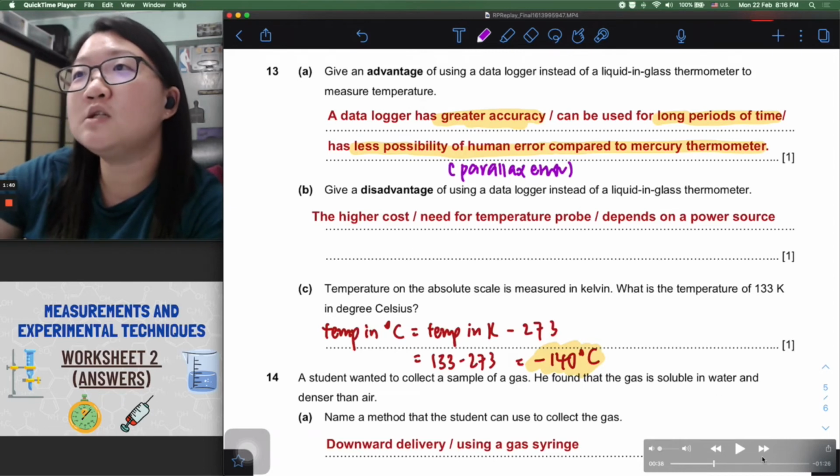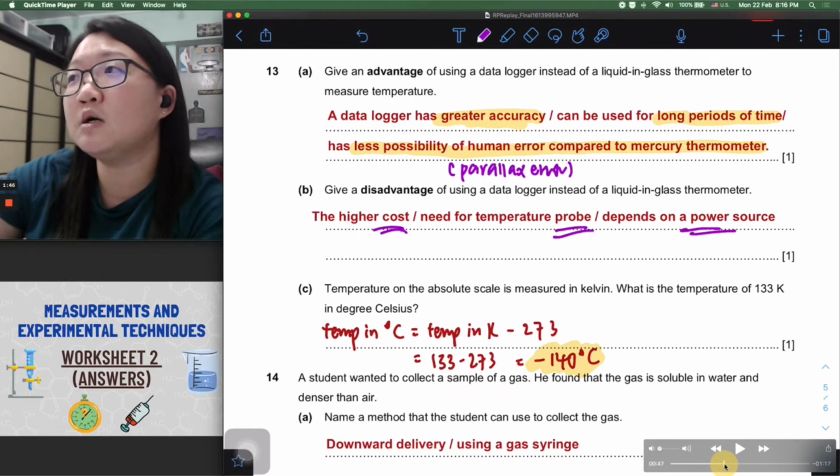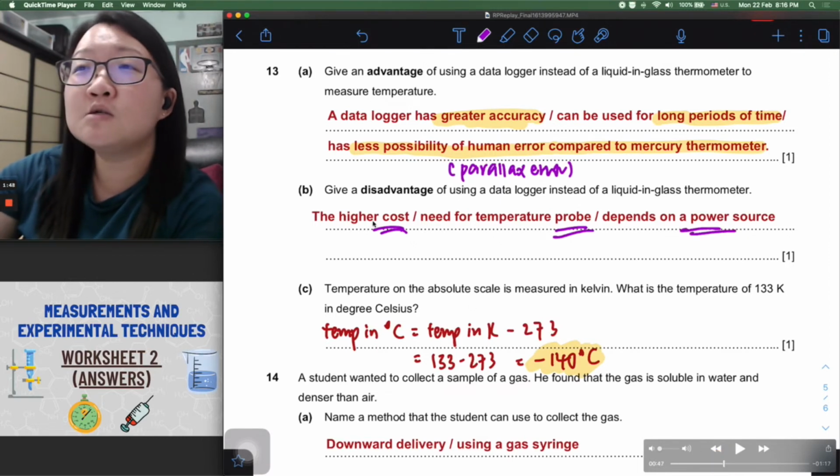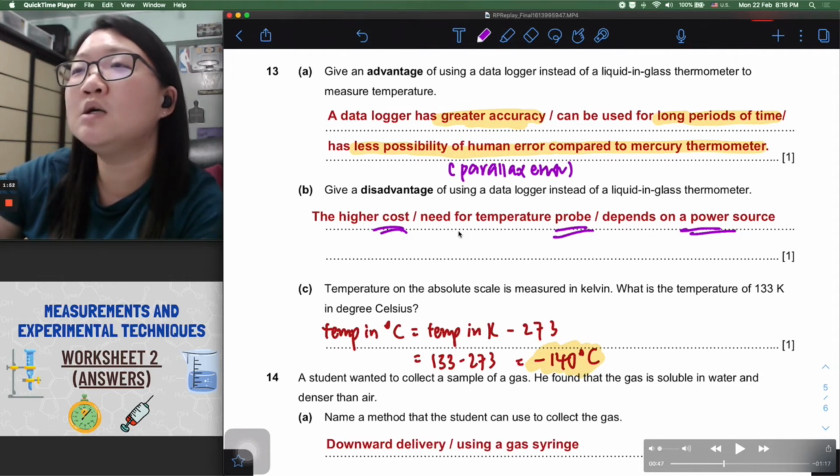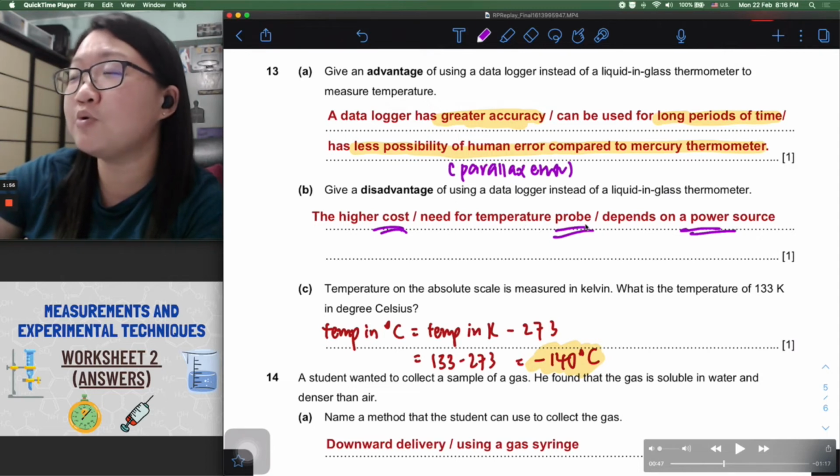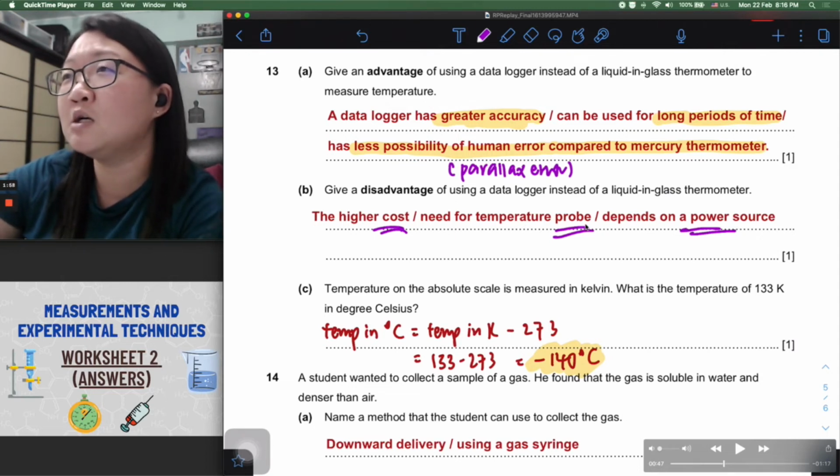Part B, give a disadvantage of using a data logger instead of your regular thermometer. So again, there are a few answers that you can consider. So the first one would be the higher cost, okay, of your data logger. Second, there is a need for an additional temperature probe or temperature sensor.